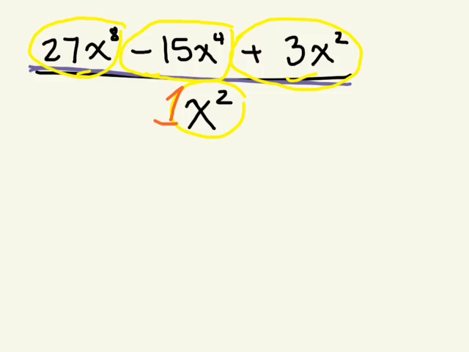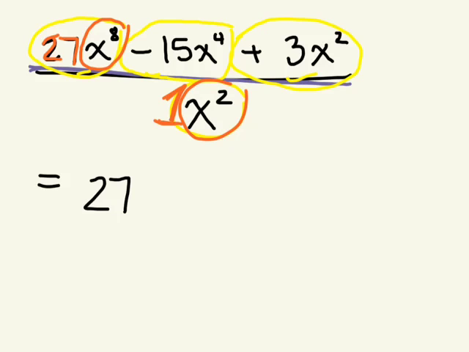We're going to do the numerical part first. 27 divided by 1 is just 27. Anything divided by 1 is the number itself. But then we have x to the power of 8 divided by x to the power of 2, which we just learned before. What do we do with the exponents when we have the same base? You subtract, because we're dividing. So 8 take away 2 is 6. Okay, so we're done with the first term.